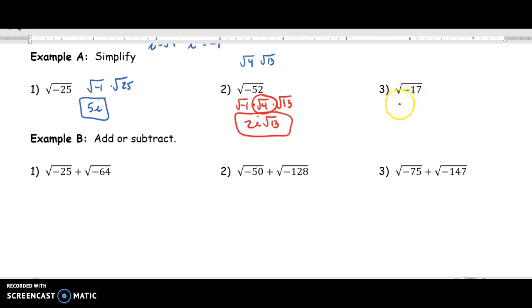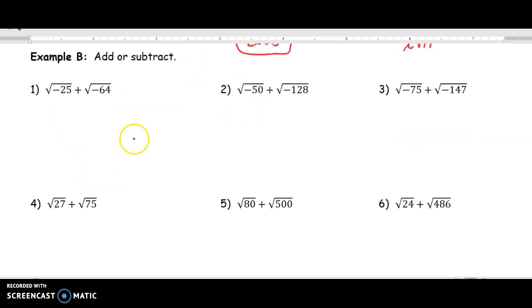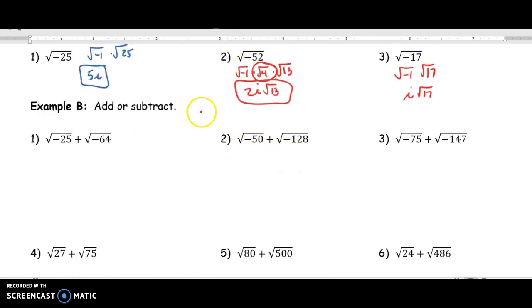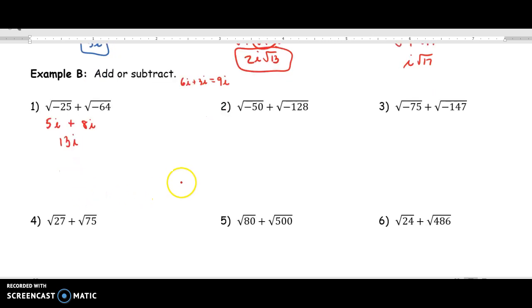Now when you look at the next one, root -17, well, 17 cannot be simplified, so we'll leave it inside the radical. We're going to say this is i root 17. So when we combine terms with i's, if I have like 6i plus 3i, I can combine them like x's to get 9i. So when I look down here, root -25 is going to become 5i, plus root -64 is 8i. And now when I combine these, I would get 13i.